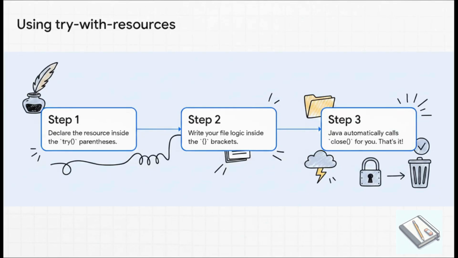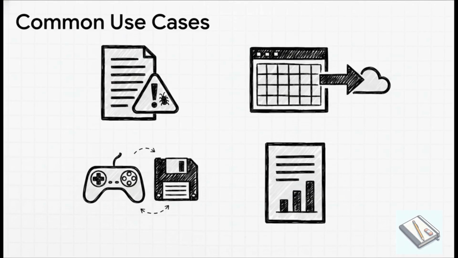And here's the magic of how it works. Step 1, you declare your FileWriter right inside the try parentheses. Step 2, you write all your logic inside the curly brackets. And that's it. For step 3, Java does the work for you. It automatically calls close the moment that block is done. So safe, so clean. So why does any of this matter? Because you're going to see file writing everywhere. Think about it. Application logs? That's file writing. Exporting data to a CSV file? File writing. Saving your progress in a game? You guessed it. All of this stuff relies on the exact concepts we just walked through.